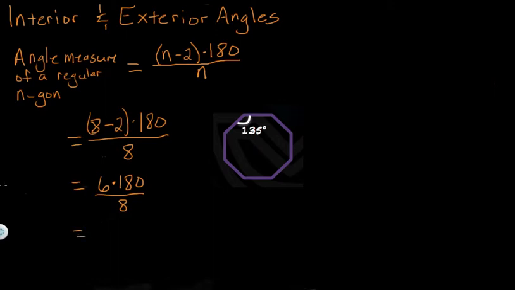And 6 times 180 is 1,080. So 1,080 divided by 8. If we do 1,080 divided by 8, we happen to get 135 degrees. So this confirms that the measure of each of the 8 interior angles of a regular octagon is 135 degrees. So they all measure the same 135 degrees.